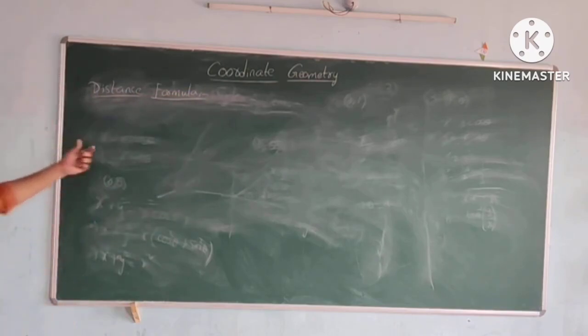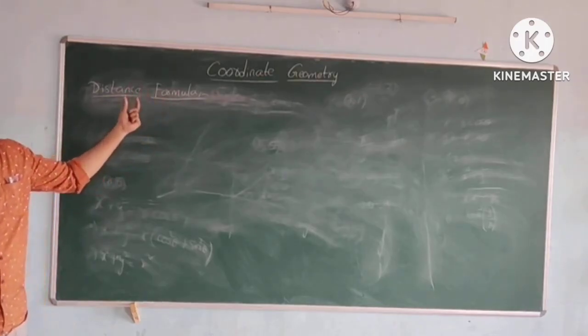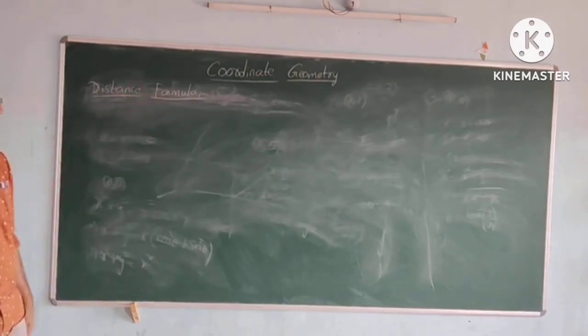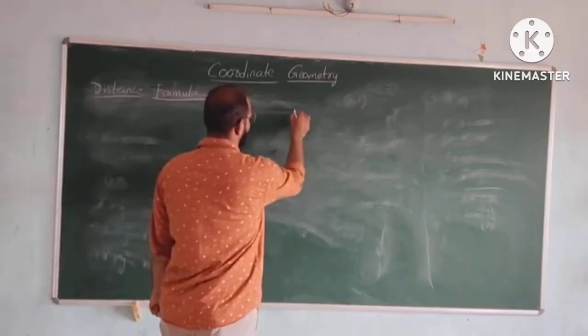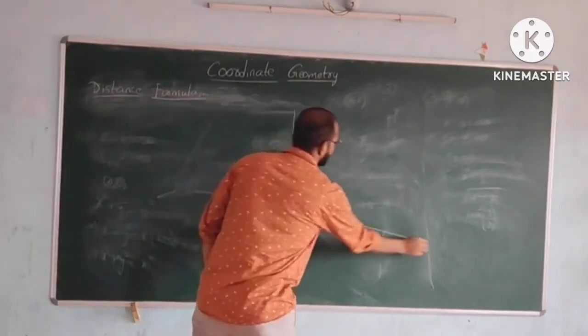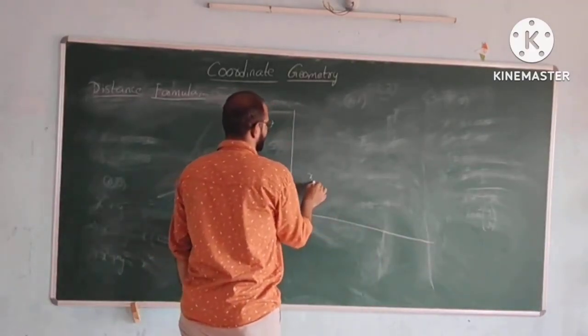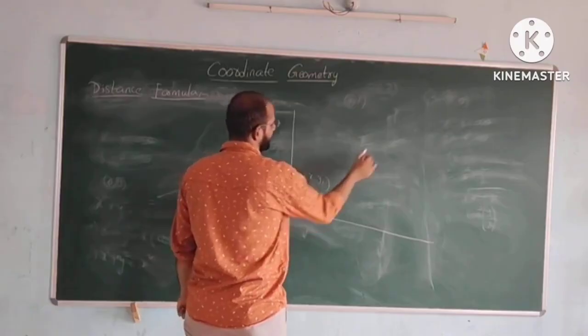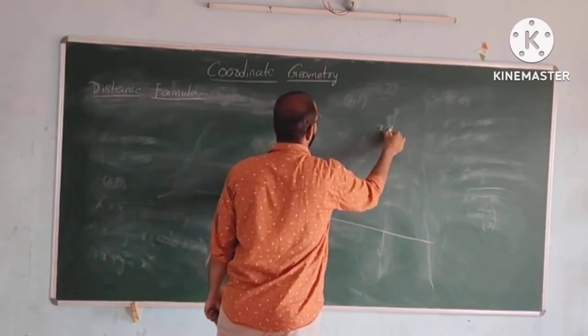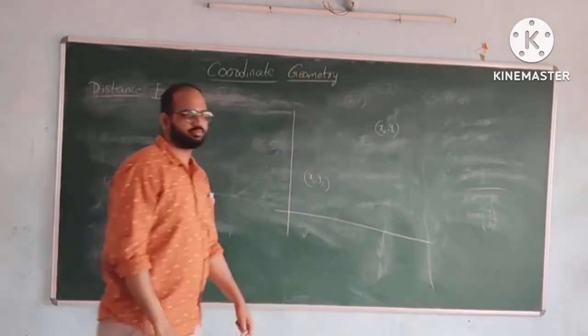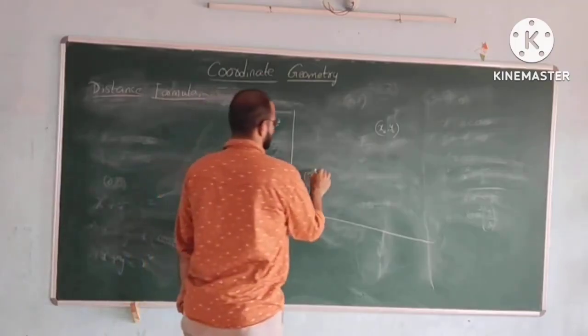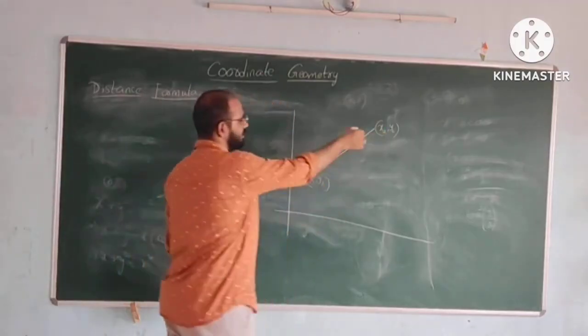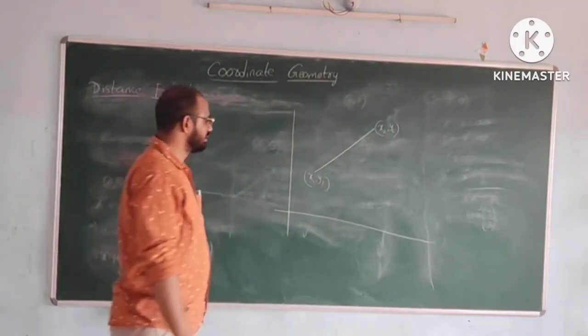What do you mean by distance formula? In the distance formula, we want to find the distance between any two given points. Let us say this is the point x1 comma y1 and this is the point x2 comma y2. Let us join these two points. We want to find the distance between those two points.